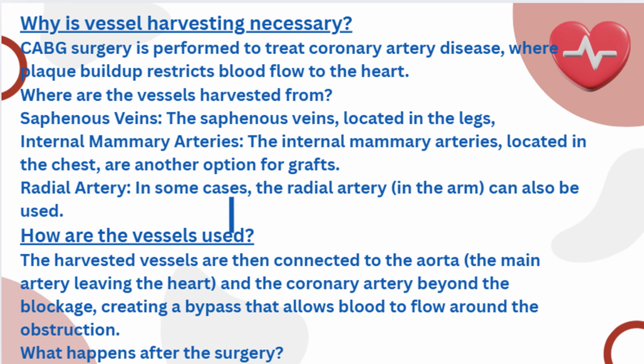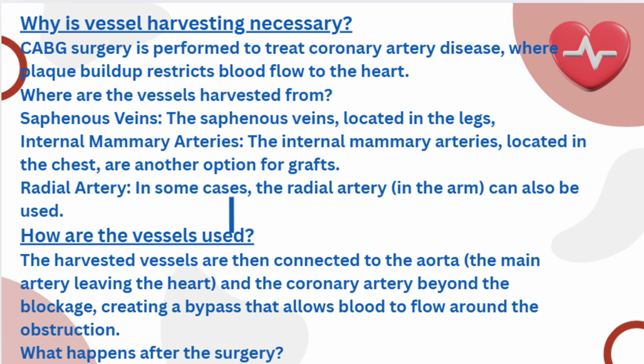Now, where are the vessels harvested from? Because we will require the vessels to create another road for the blood to pass through, and that other road is called a bypass. So we pick up the vessels from the leg, that is the saphenous vein, the internal mammary artery, which is located in the chest, and the radial artery, which is located in the arm. These are the most commonly used vessels for the CABG. Of course, there are some other vessels also, but these are the most common.